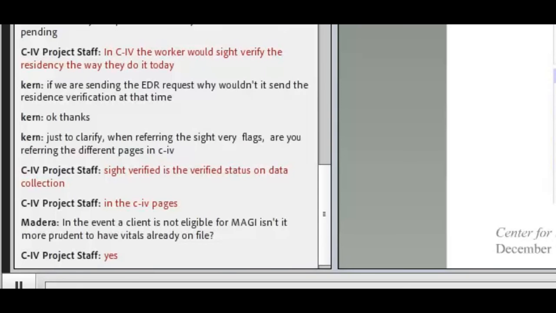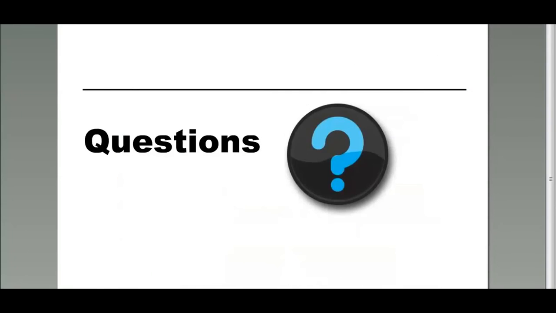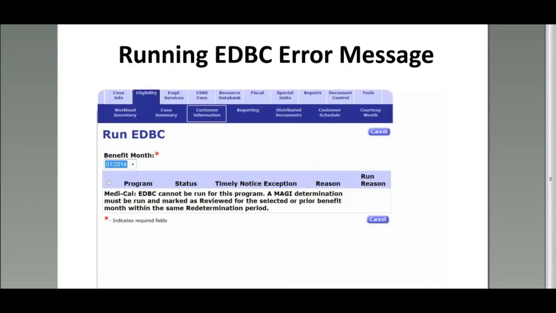All right, so let's move on. We're looking at the screen running EDBC error message. We brought this screen up as a reminder: before you can run our normal EDBC process, MAGI determination must be done first. The determination request will be sent to CalHEERS for confirmation from the federal hub. And we've been going back and forth about that as well.